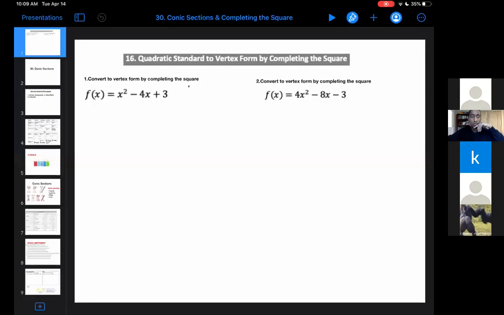So if you have not read lesson note number 16, this is all the way back in Algebra 2. Go ahead and take a minute to read that. And then if you have read it, go ahead and try these two problems here, number 1 and number 2. That's going to help us.